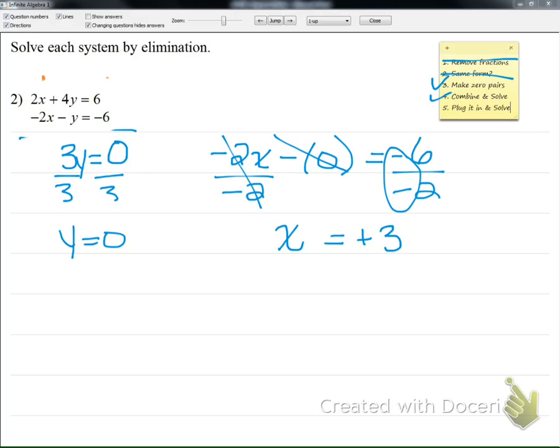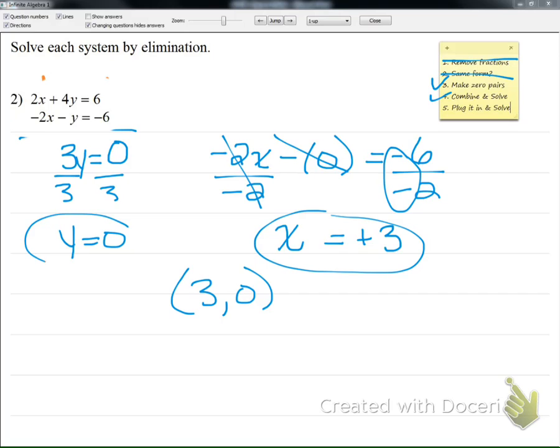Alright, now we're ready to write your final answer. Ooh, let's be careful. Make sure you didn't make this one little mistake here. Did you write it as 3, 0? How many of you wrote 0, 3? Remember, x's come before y's always in an ordered pair. So just because we found out what y was equal to before we figured out what x is equal to, doesn't mean you write it in that order. When you write an ordered pair, you always write your x before your y.